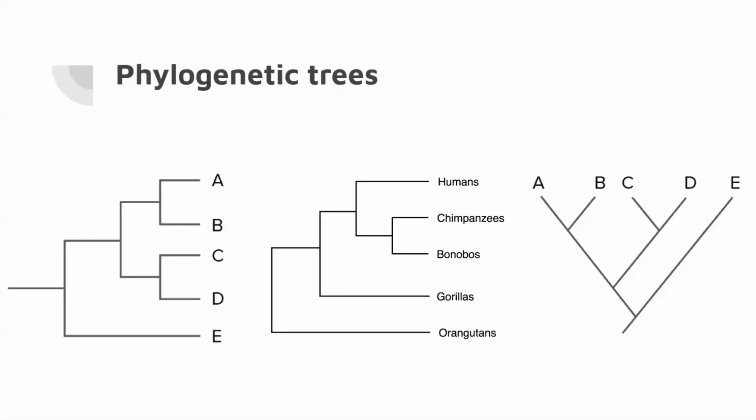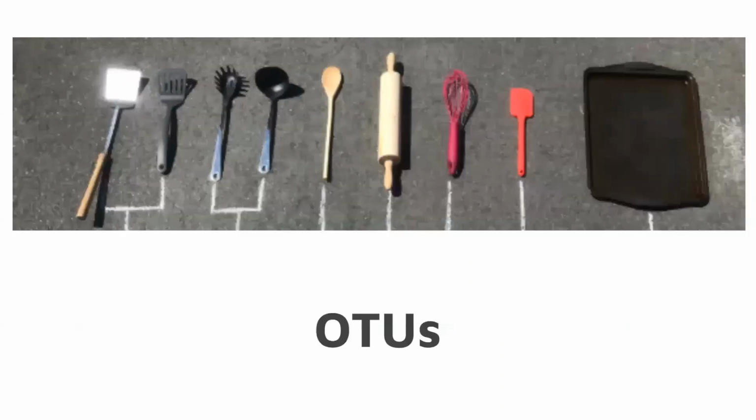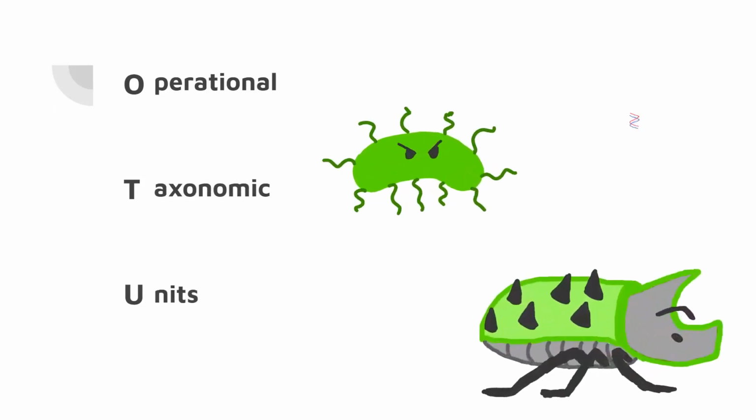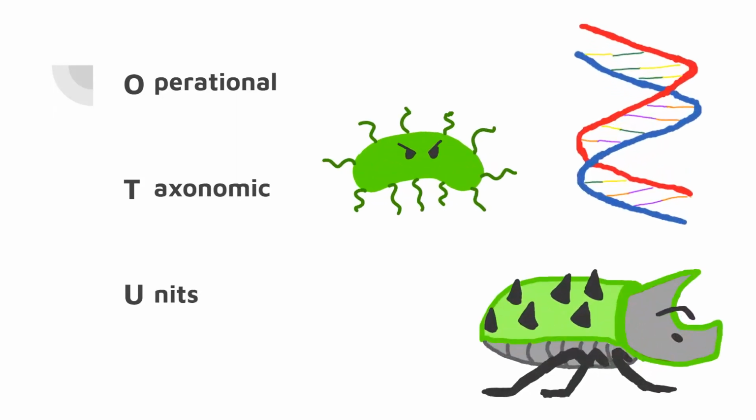Phylogenetic trees are visual representations of the relationships between study groups. We'll make an example tree using kitchen tools I have in my house as OTUs. OTU stands for Operational Taxonomic Units. OTUs can be different species you are studying, strains of viruses, and even alleles within a species.